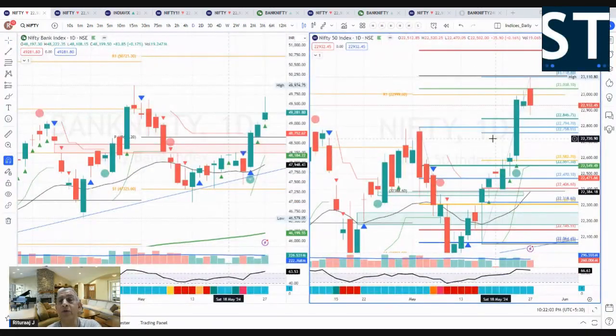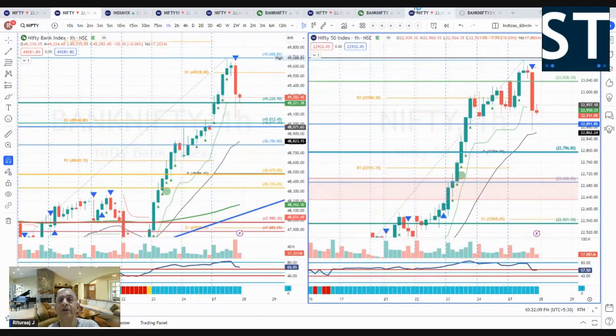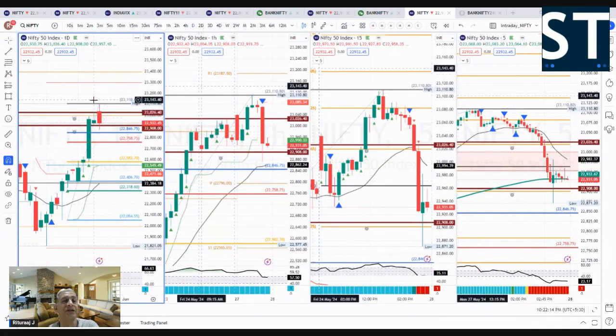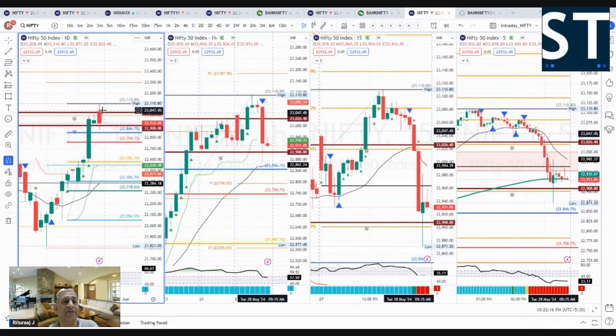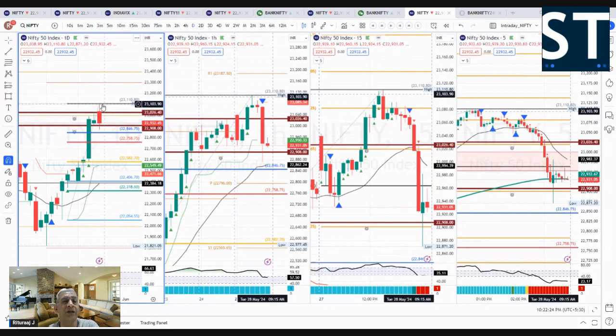Now to come to the market. What happened today? Let me talk about Nifty across multiple time frames. Here is Nifty daily chart on the leftmost side. We are seeing a red candle. It opened higher, made an all-time high of 23110.